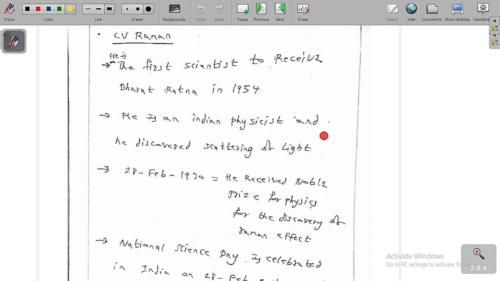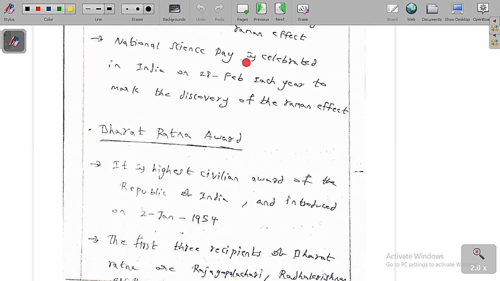He is an Indian physicist and he discovered the scattering of light. On the 28th February 1930, he received the Nobel Prize for Physics for the discovery of the Raman effect. So National Science Day is celebrated in India on the 28th February each year to mark the discovery of the Raman effect, because on this date he received the Nobel Prize.